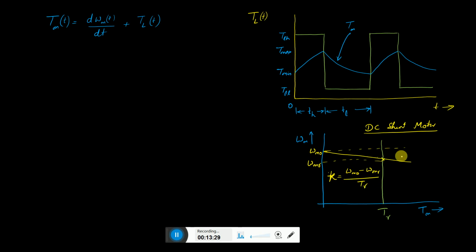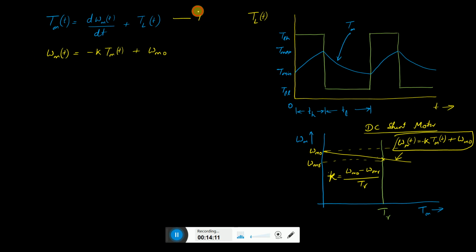And the equation of this line will be omega m(t) is equal to the slope K, on the x-axis this is Tm(t), plus the constant omega m0. One thing we left out, this is a negative slope, so it is minus K. So let me rewrite this here. What we get is omega m(t) is equal to minus K Tm(t) plus omega m0.